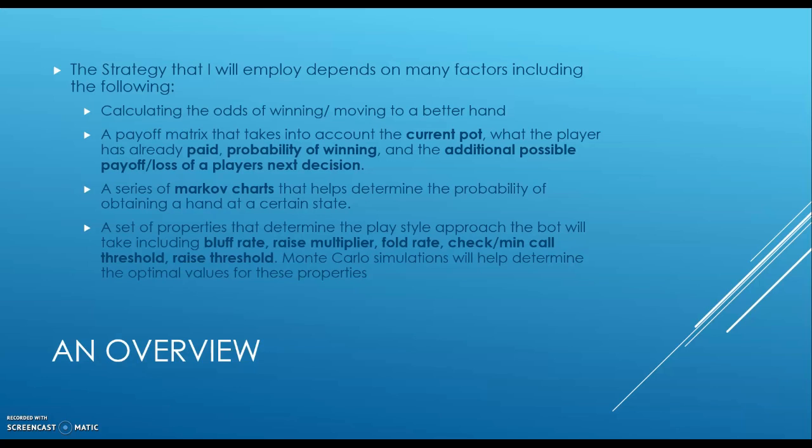Monte Carlo simulations will help determine the optimal values for these properties. So when we adjust these properties, it will make the bot more likely to be aggressive or more likely to be passive. So we'll see what happens when we tweak those values during coding time.